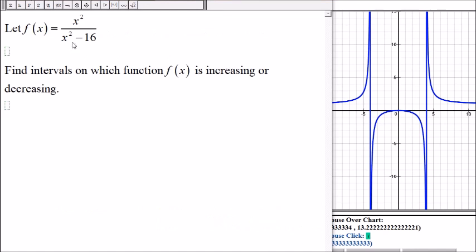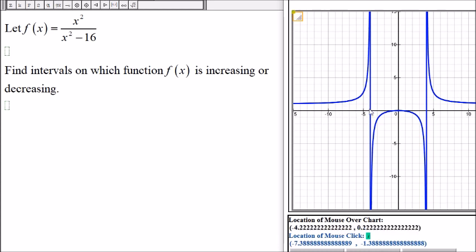Here we have the function x squared divided by x squared minus 16, and this is what the graph looks like. So it looks like for the graph from the left side up to negative 4, the graph is going up, and then from negative 4 to 0, the graph is also going up, and then from 0 to 4, the graph is going down, and then from 4 to the right side, or 4 to infinity, the graph is going down.